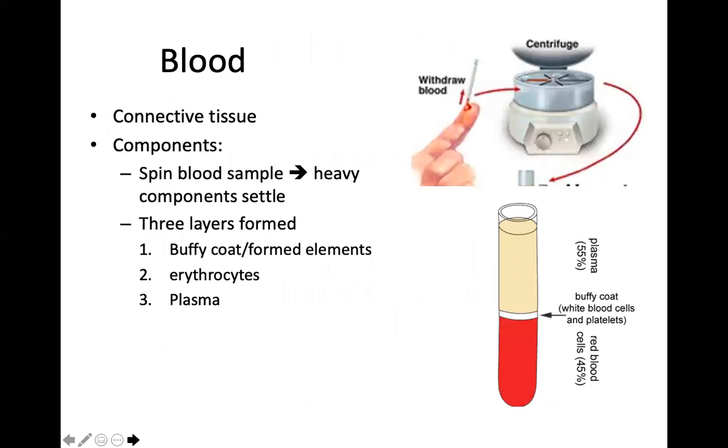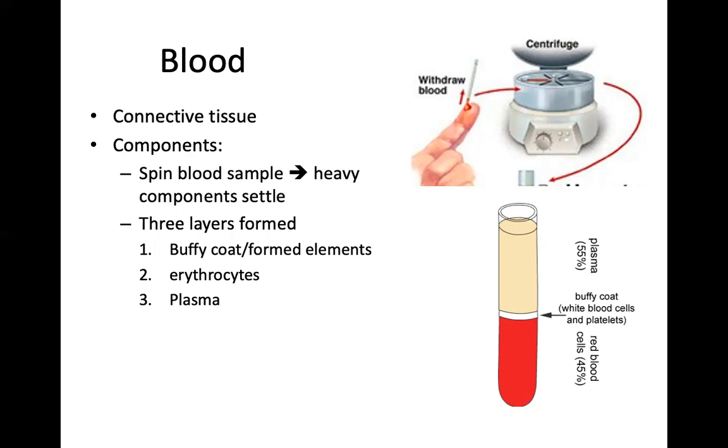Now, what is your blood actually made up of? For us to answer that question, we first need to take a sample of blood and spin that sample using a machine that is depicted up here called a centrifuge. A centrifuge is basically going to spin your sample quite a few times in 1 minute. And as the sample is spun, the components that are heavier settle down at the bottom, and the lighter components will be forming the top layers.